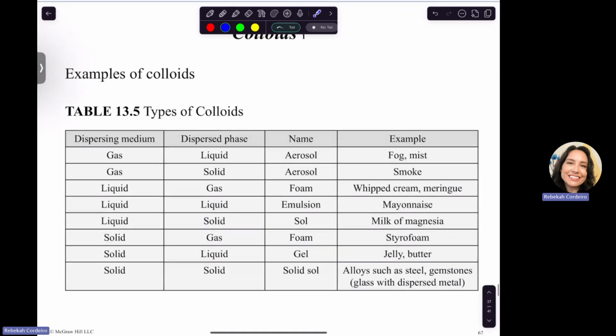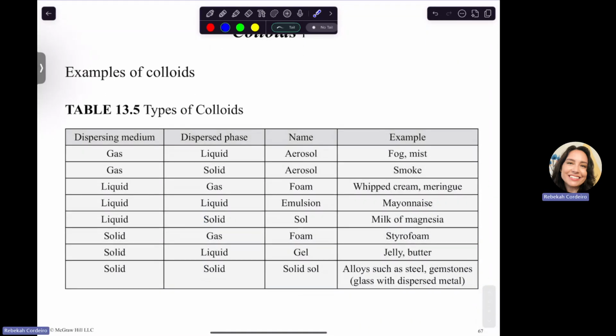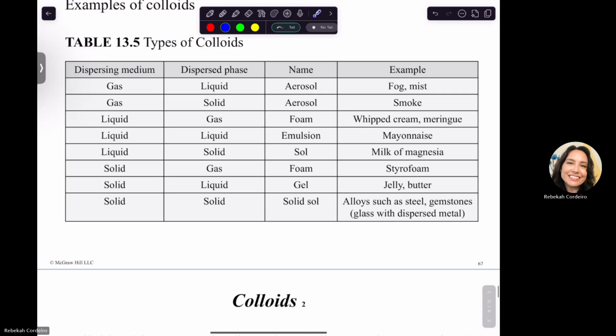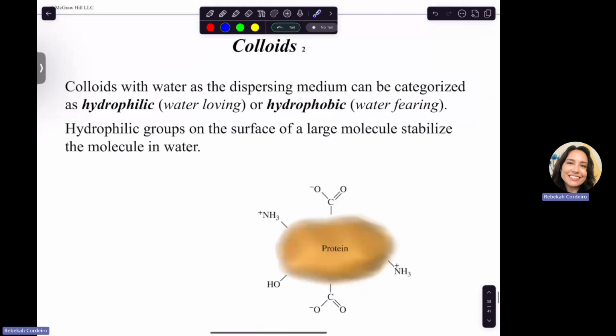So here are some types of colloids to look through so that you're familiar with, hey, what's a foam, a sol, an aerosol, an emulsion. They're just different. Just like solutions, we can have all different phases in all different combinations. The medium means the solvent, kind of, and the dispersed thing that's being dispersed is like the solute.